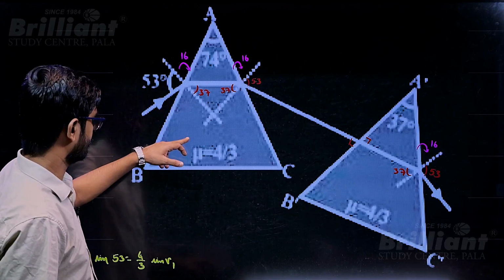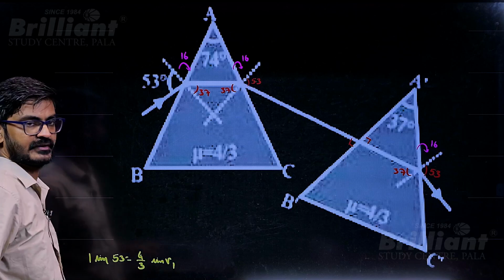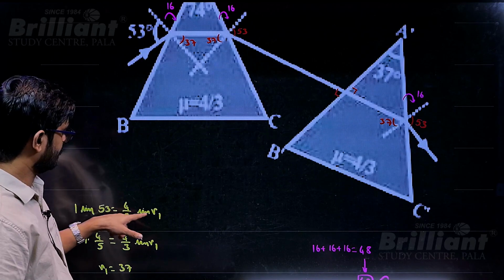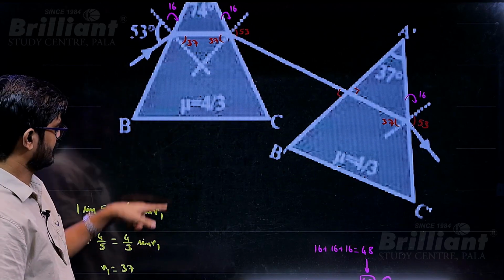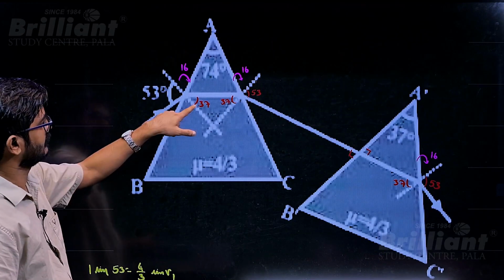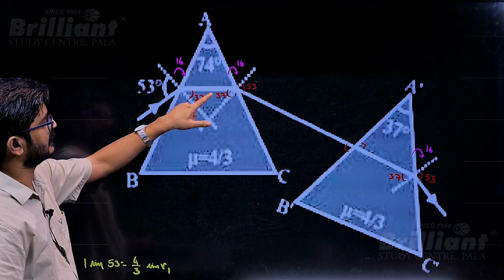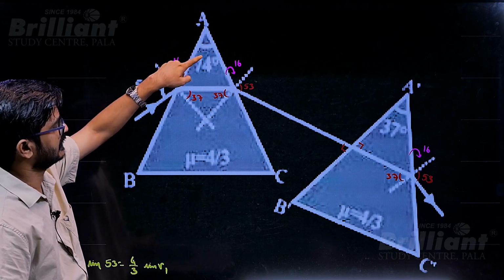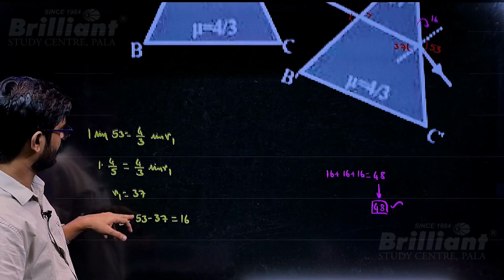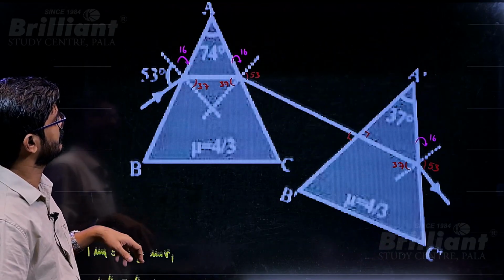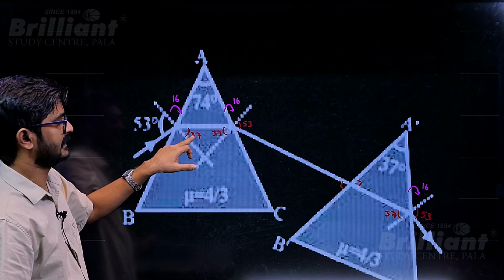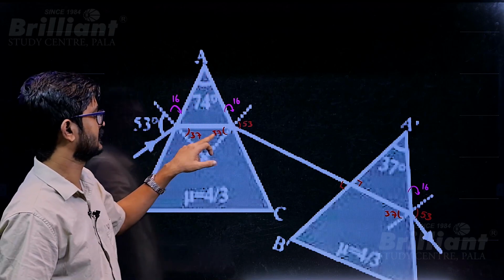Angle of incidence is given, refractive index is given. So you can find the angle of refraction by using Snell's law. 1 sin 53 equals mu sin R1, this is R1, right? So from here you will get R1 is 37. And we know R1 plus R2 is A, 74. This plus this must equal 74. There is something wrong written here. This is 74 minus 37, which is 37. So R2 will be 37. So we applied Snell's law and we got this angle is 37. By using triangle properties, we got this angle is 37.